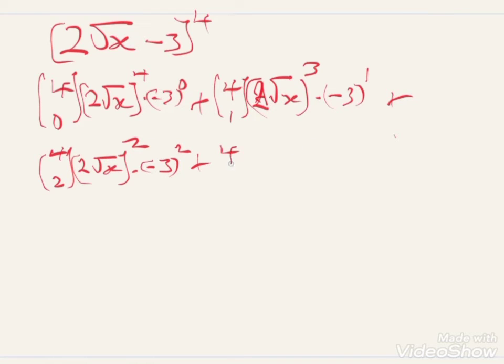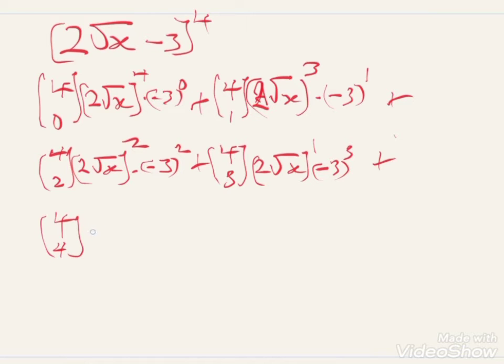Then plus, we now have 4 combination 3. That will form the fourth coefficient of the binomial. Multiplied by 2 root x, all raised to the power, when you subtract 1 from 2, you shall have 1. Then multiplied by minus 3 raised to the power 3. Plus, the last term will be 4 combination 4, multiplied by 2 root x raised to the power 0, that is, when you subtract 1 from 1 you have 0. Multiplied by minus 3 raised to the power 4. So at this point we stop.